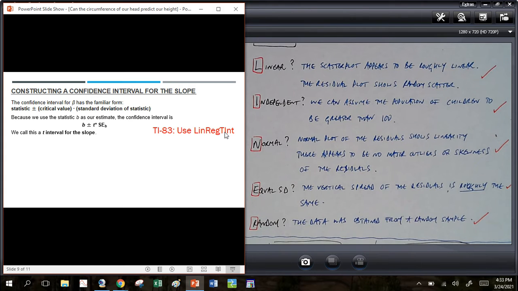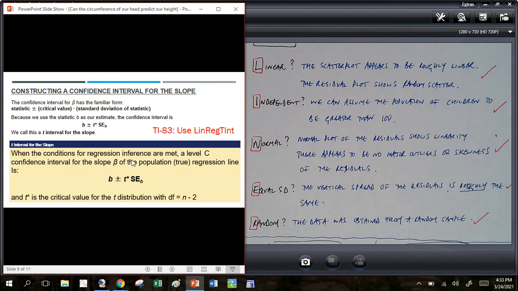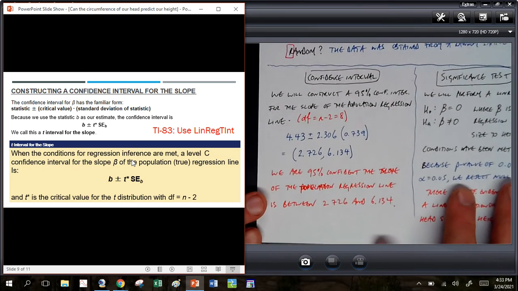Yeah, it actually doesn't appear on the TI-83 calculator. I think it does appear on the TI-84 calculator. So because it doesn't appear on the TI-83 calculator, I'm going to show you how to do it by hand. So here's the example that I already prepared.